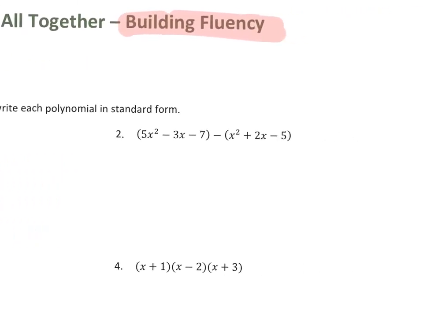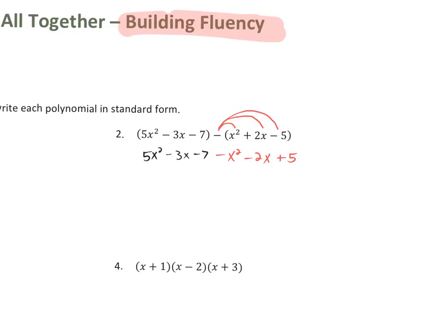This is clearly a subtraction problem, based on the symbol in between. So the first thing that I'm going to do is distribute that negative. So negative times x squared is negative x squared. Negative times 2x is negative 2x. And a double negative makes a positive, so plus 5. And everything else is going to get copied down.